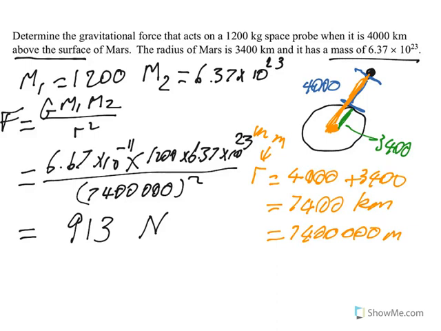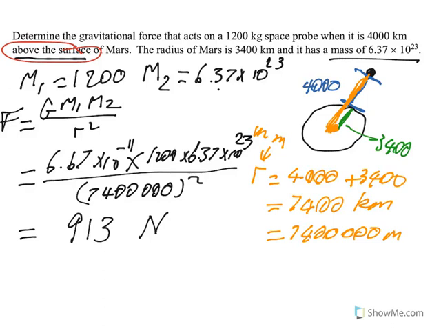A little bit more significant. Of course, that's because now we have some much larger masses involved. Alright, so careful when you're doing your questions. Does it say above the surface, or does it say from the centre? Because with Newton's universal law of gravitation, it's from the centre.